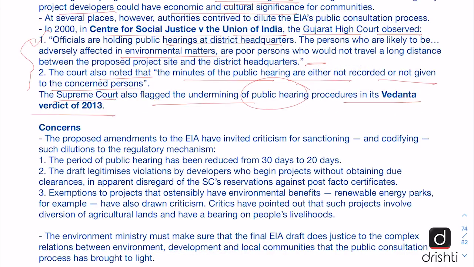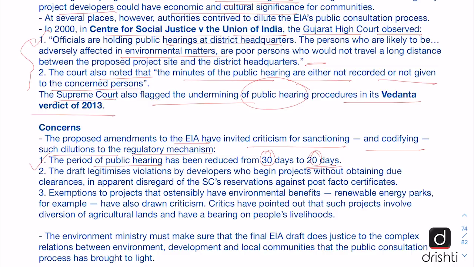The editorial also points out some concerns and says that the proposed amendments to EIA have invited criticism for sanctioning and codifying such dilutions to the regulatory mechanism. First of all, the period of public hearing has been reduced from 30 days to 20 days.